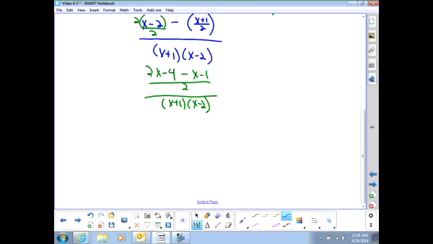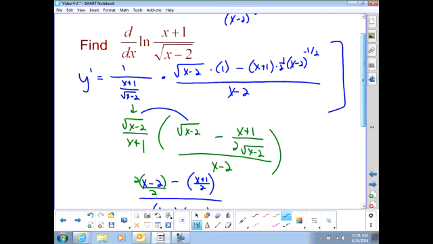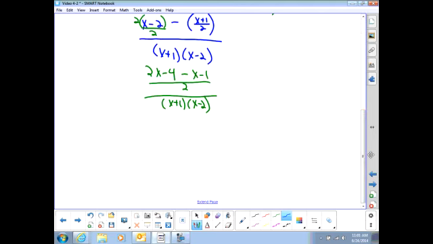Now technically, if all it had wanted was the derivative, we could have stopped right here. But since we're going to do this a second way, I want to keep going and simplifying it just to show you that we'll get the same answer either way.